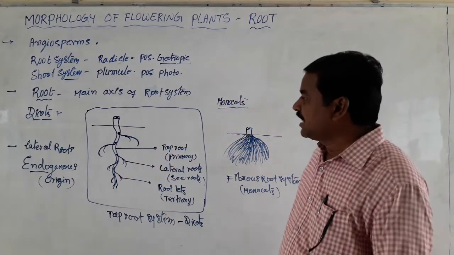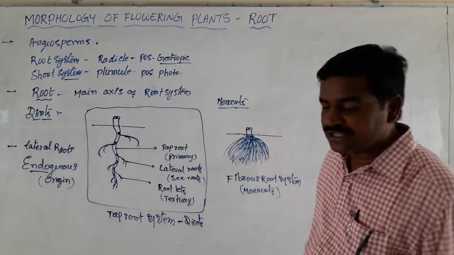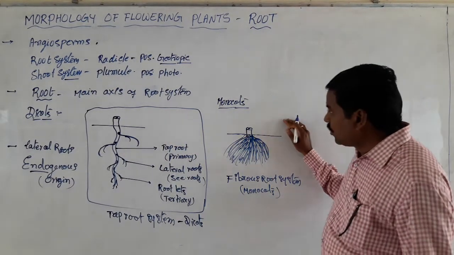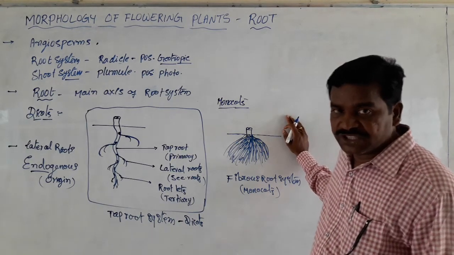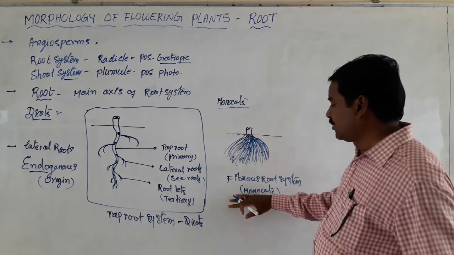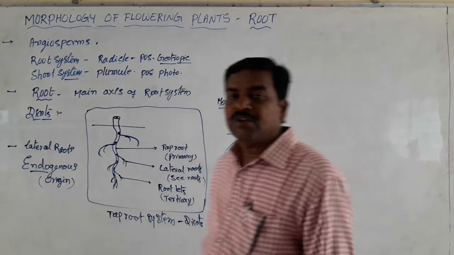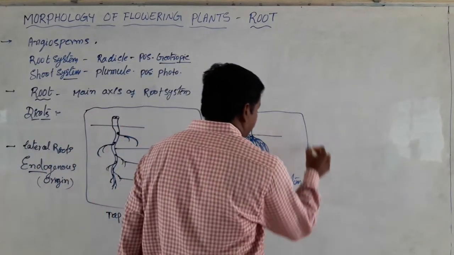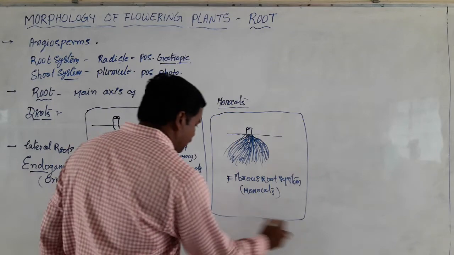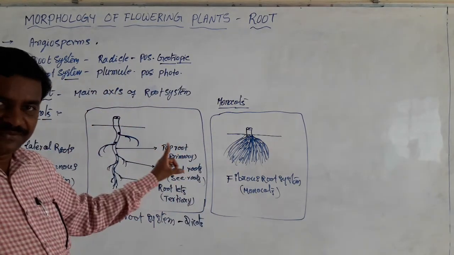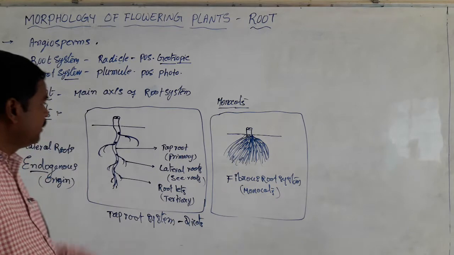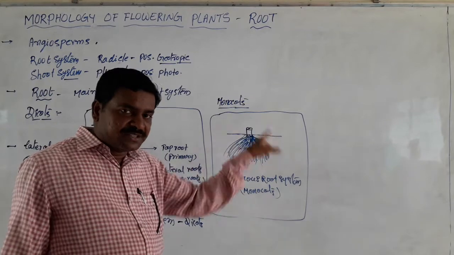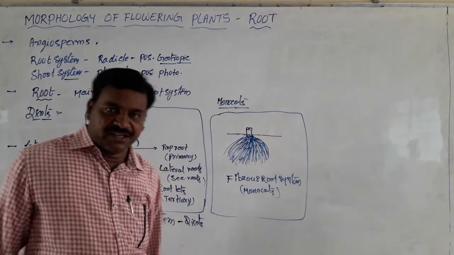In this way, in angiosperms there are two different kinds of root systems. One is the taproot system, common in dicotyledonous plants, and the other is the monocot root system, that is, the fibrous root system. But what is the difference between the taproot system and the fibrous root system? This is the fibrous root system, and this is the taproot system. This taproot system is present in dicotyledonous plants. This fibrous root system is present in monocotyledonous plants. This is the first difference.